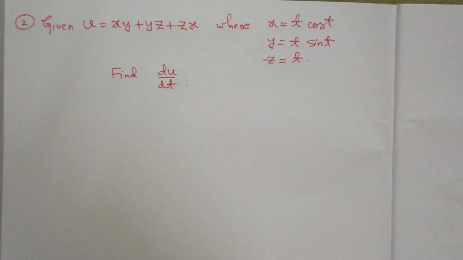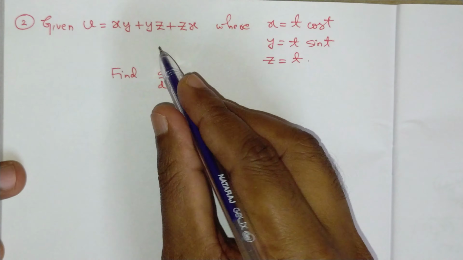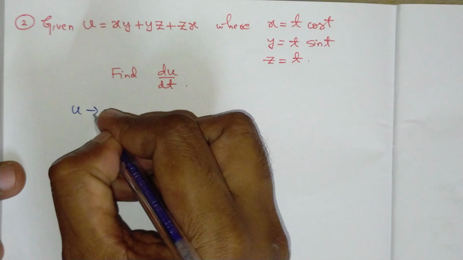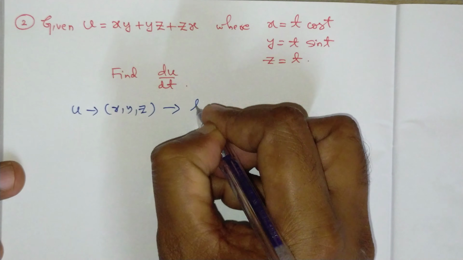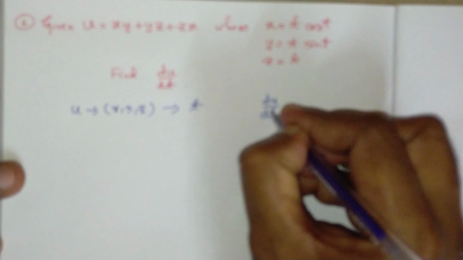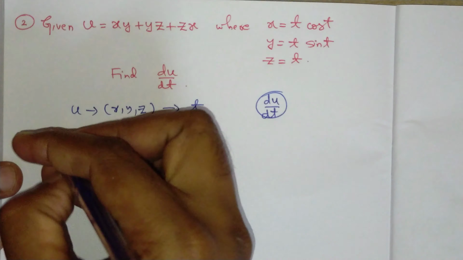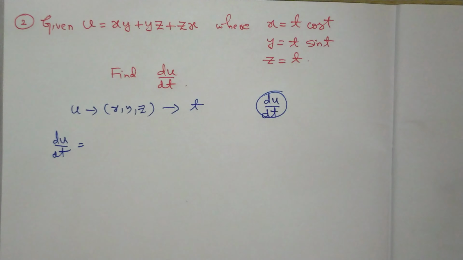Let us solve the next problem. So let us find the total derivative for this, right? So what is the formula here? Here u is a function of x, y, z, and x, y, z are the functions of t. So we can calculate the total derivative du by dt using the formula. So what is that? So du by dt is equal to.